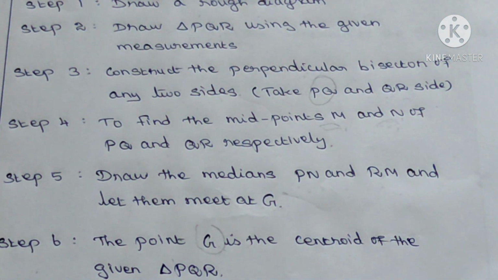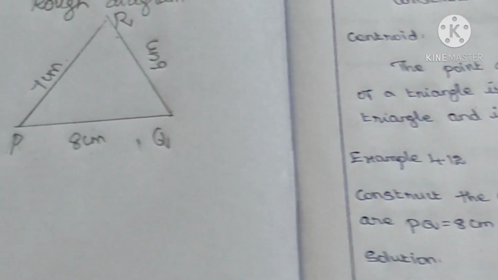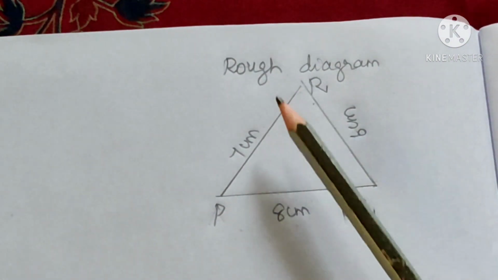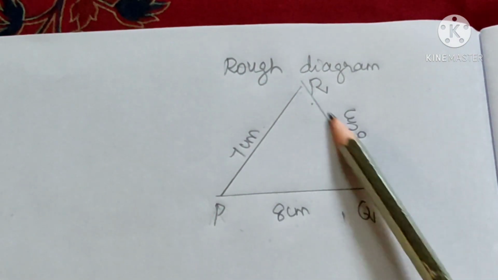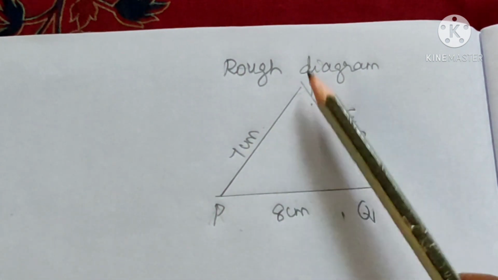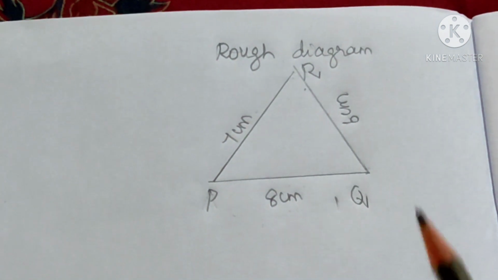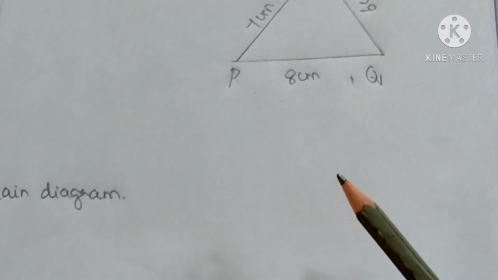Listen to the diagrams. On the left side of your note, in this corner you draw the rough diagram using the given measurements. PQR is a triangle and the measures are 8, 6 and 7. Now I'll start the main diagram.